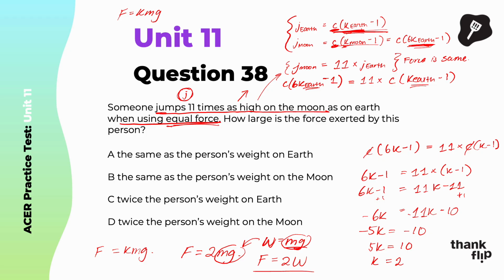So what this is telling us here is that the force that's being exerted by this person is 2 times their weight. And because we've been looking at K Earth this whole time, it's going to be 2 times their weight on Earth. And so C is our correct option here.